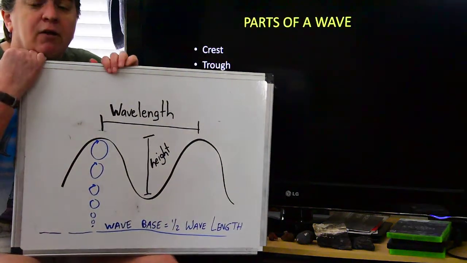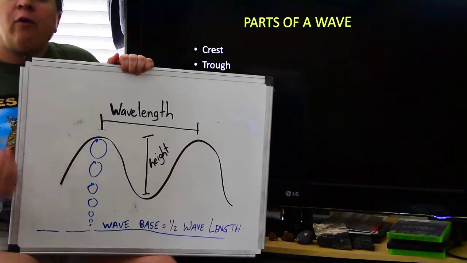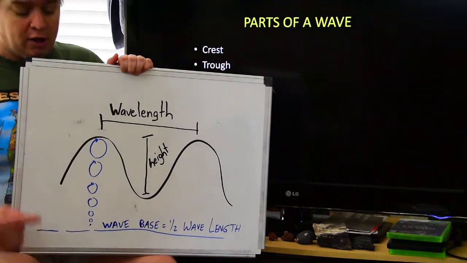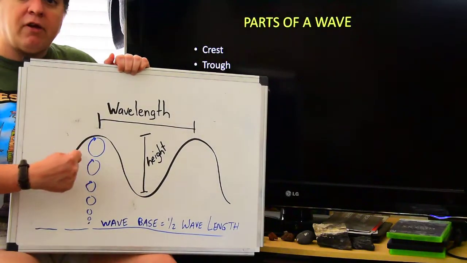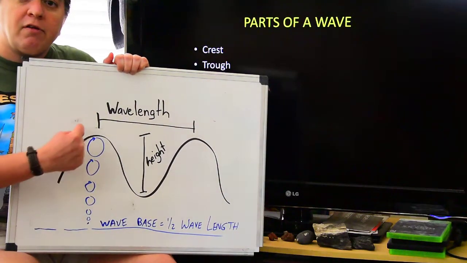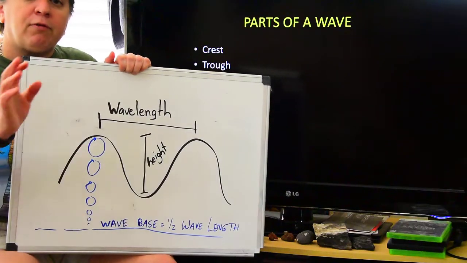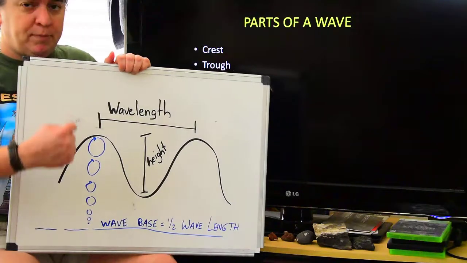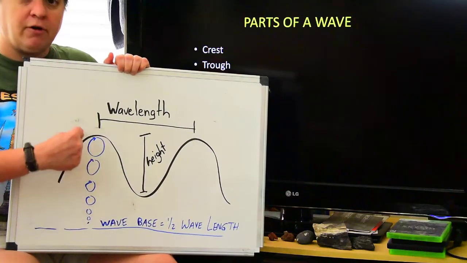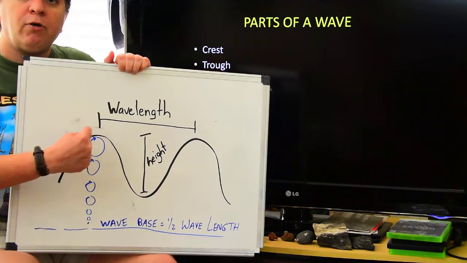Then there's something called wave base. Well, to understand wave base, we have to take a look at how water moves in a wave. Water does not move in a straight line. In a wave, water moves in an orbital motion. This kind of circular motion. That's why if you throw something in the water, you'll watch it kind of rise and fall and bob up and down because it's undergoing this circular orbital motion.